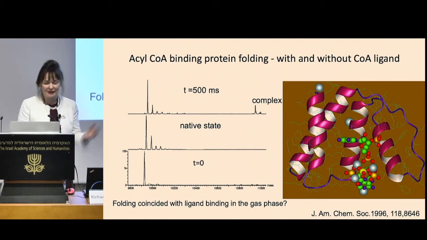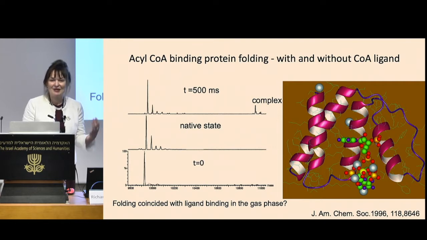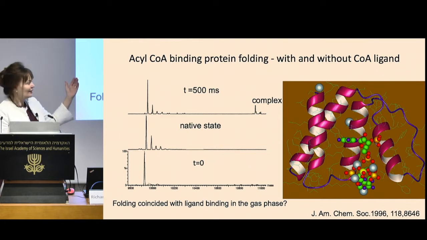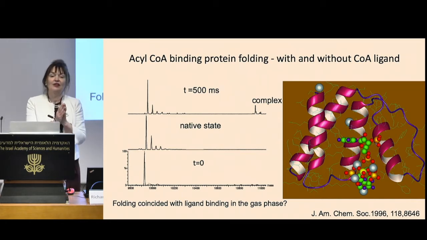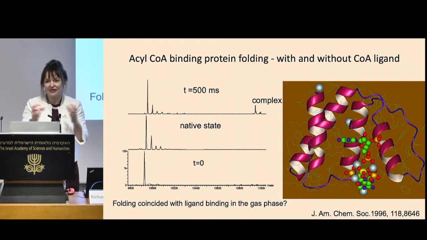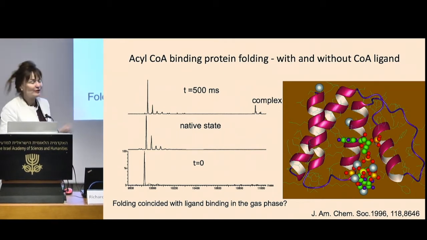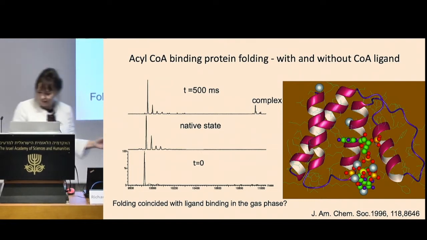And I was sitting at the mass spectrometer, and I often tell students that there are days that stick in your mind, and this was one of them, because I was watching folding, and then I saw the complex, and this was of the protein with the CoA ligand bound. And everything I knew about folding was that it's a solution thing. Things don't stay together in the gas phase because there's not the water around them to keep them stable. But I saw it, and so it's that very unprepossessing peak which changed my career, really.